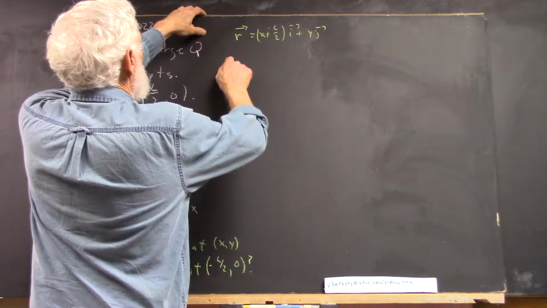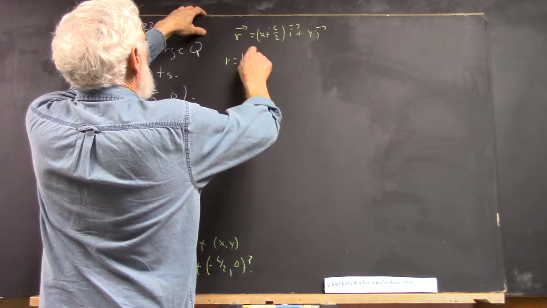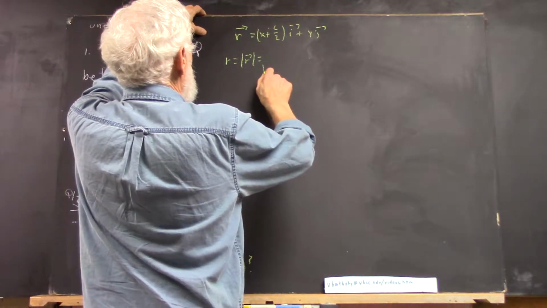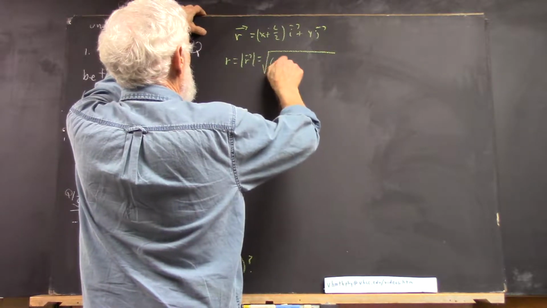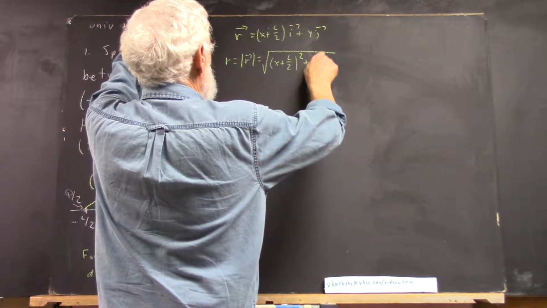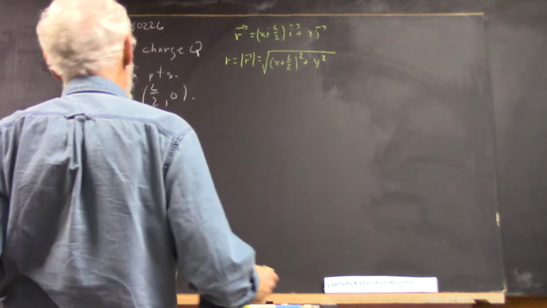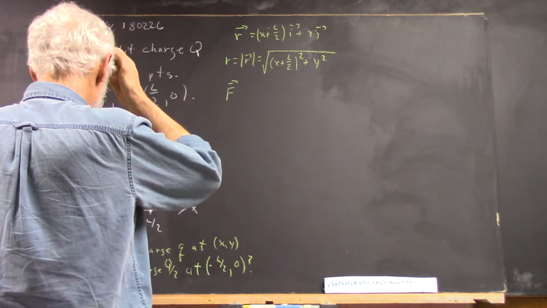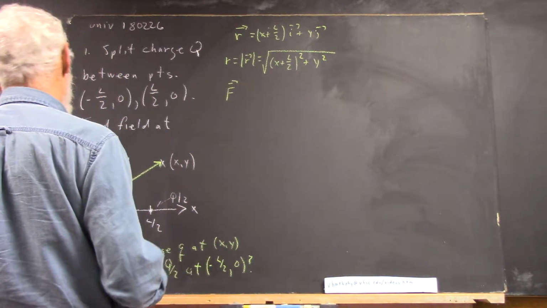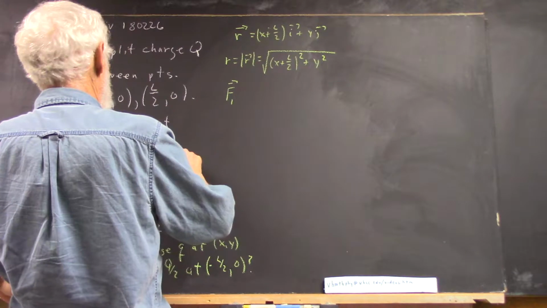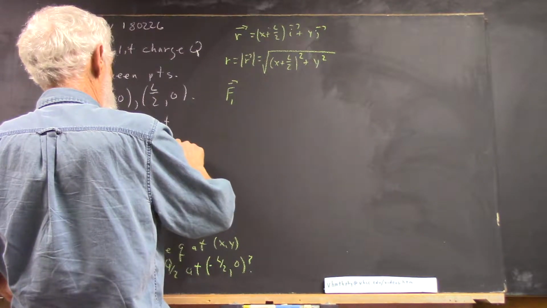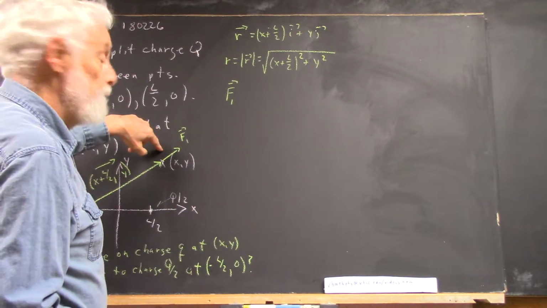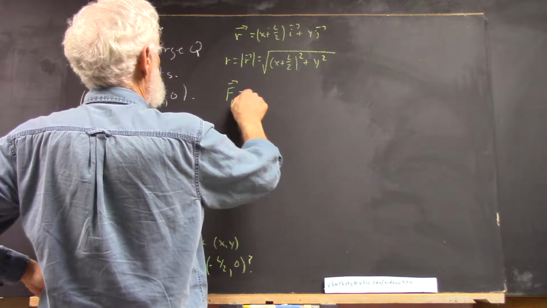So, R, which is the magnitude of R, which is the very first thing you want to probably calculate once you have this vector, is going to be the square root of x plus L over 2 squared plus y squared. So that Coulomb's law says that the force, and we'll call this F1. So we're going to have an F1 here, and we'll document that by putting that into our diagram. So our F1 is what?